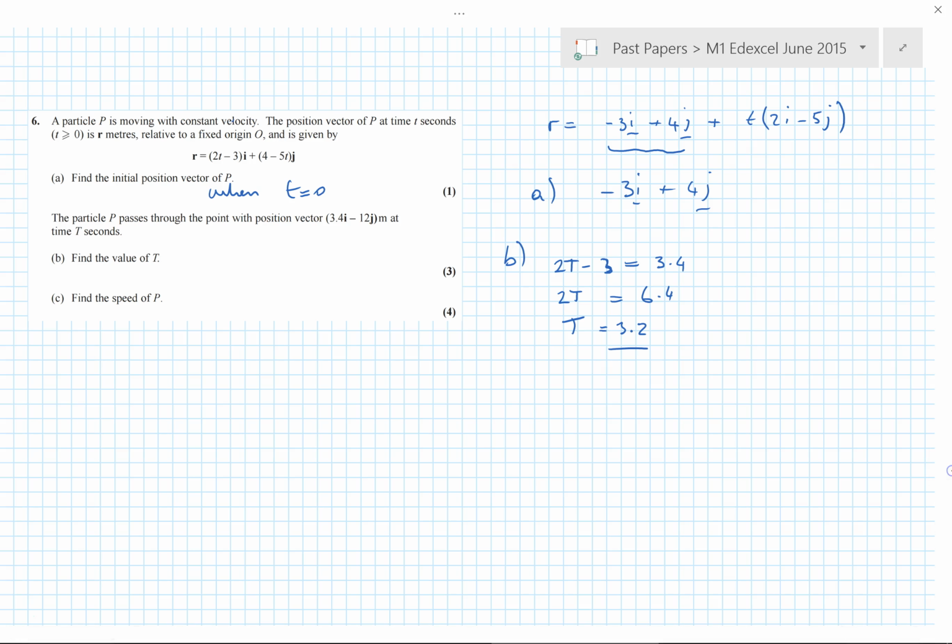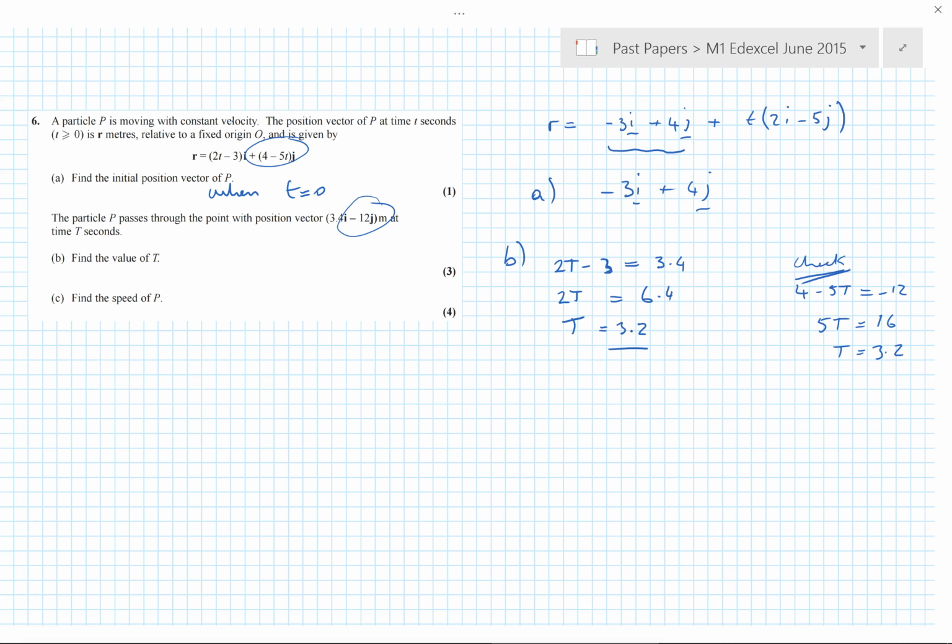It might be worth checking, because obviously we could equally have used the j, and that might be a useful check to see that we've gone right, because if they're not the same, then we know something's gone wrong. So 4 minus 5T equals minus 12. So we have 5 big T equals 16, which gives me T equals 3.2. So very easy to do. It's such a quick question, so we might as well take the opportunity to do a check.